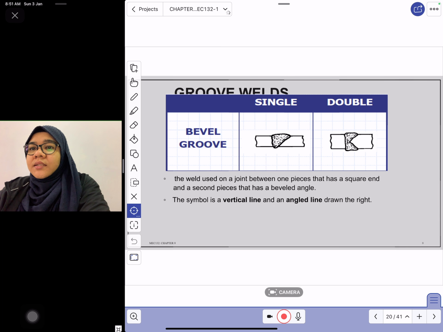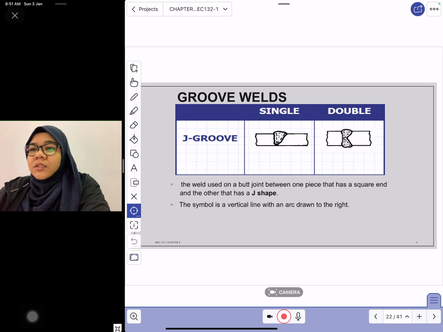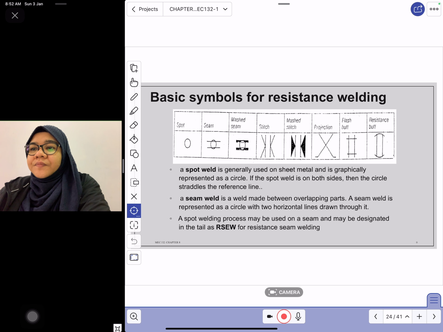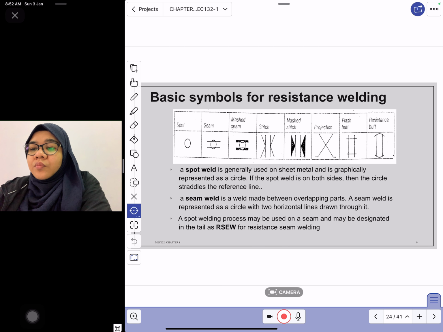Okay, next groove weld. Okay, so groove weld kita ada ruang kat sini, sama ada bentuk bevel, yang ni bevel lah, ada sebelah aja, ataupun bentuk U ataupun bentuk J ataupun V dan sebagainya. Okay, V, J, U. So tadi kita dah detail lah, tahu dah groove, fillet dengan butt ataupun spot. Okay, yang ni resistant welding. Untuk resistant welding macam saya cakap tadi, dia guna heat dengan pressure sahaja. So simbol dia lain. Untuk spot weld dia guna simbol bulat.